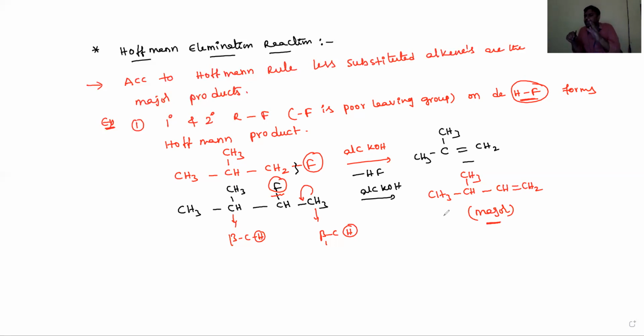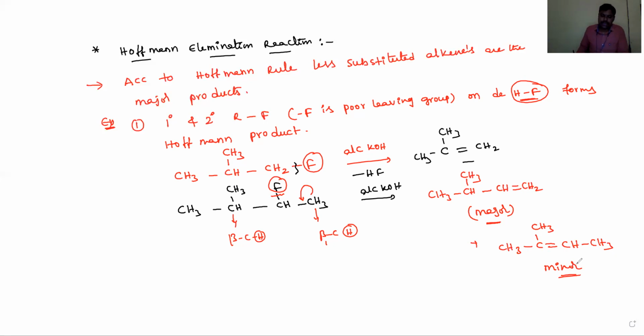It is the exception to the Saytzeff rule, meaning the product formation follows the Hofmann rule. What is the Hofmann rule? According to the Hofmann rule, less substituted alkenes are the major products. This is the major product, and the Saytzeff product is the minor product. CH3 is a minor product. Okay, this is one condition, dear students.